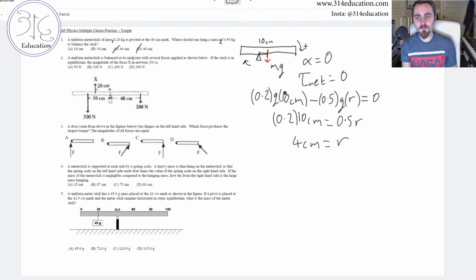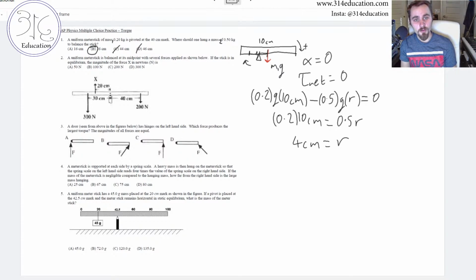And so we expect this to be 4 centimeters to the left of our pivot point. And so we know our pivot point is at the 40 centimeter mark. So that means we're going to hang this at the 36 centimeter mark. So option B is going to be our best choice there.